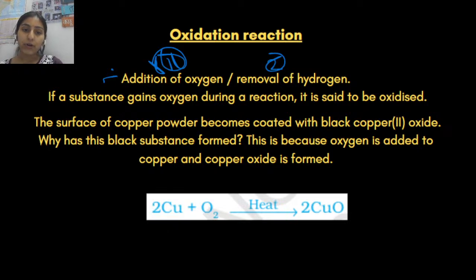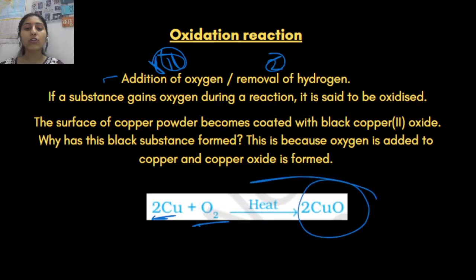So there was copper reacted with oxygen and hence resulted in the formation of copper oxide, which usually appears as a black substance or black coating over the surface of copper. So here copper is said to be oxidized. Copper is getting oxidized because oxygen is getting added to copper, right?